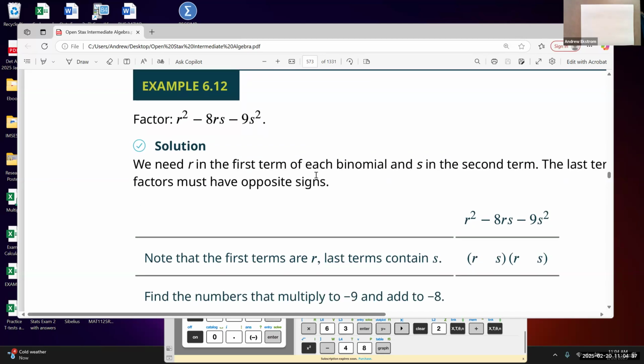Now, with a problem like this, it is another step up in difficulty, but it's actually not that difficult as long as you know what's going on here. So I'm going to write this down real quick. r squared minus 8rs minus 9s squared. Look this over real quick.